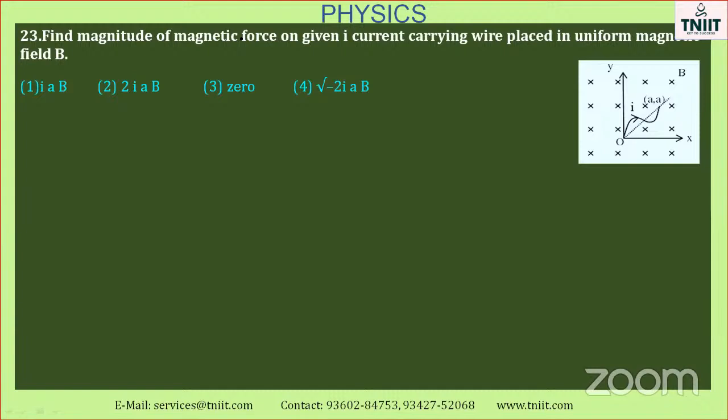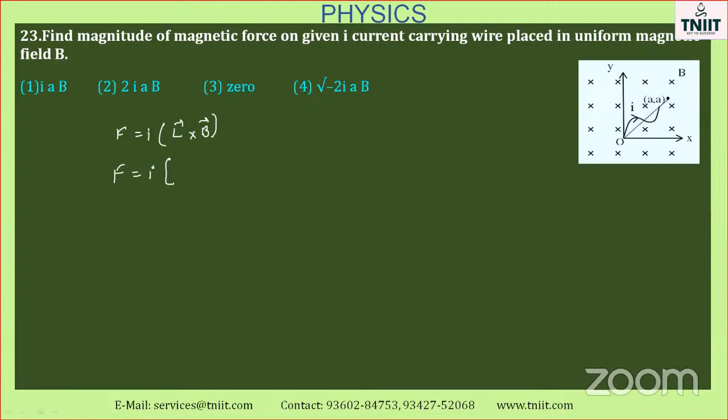Find the magnitude of magnetic force on a given current carrying wire placed in a uniform magnetic field B. You know that the formula for the force is given by I into L vector crossed with B vector. So F is equal to I into... What is L vector here? Length. Length is from 0 to A.